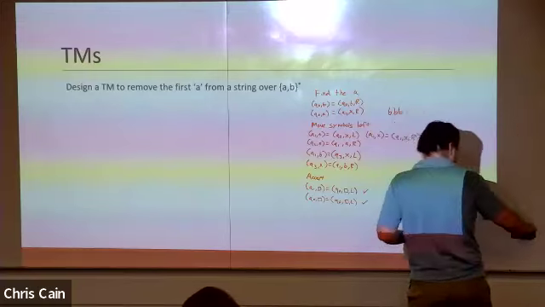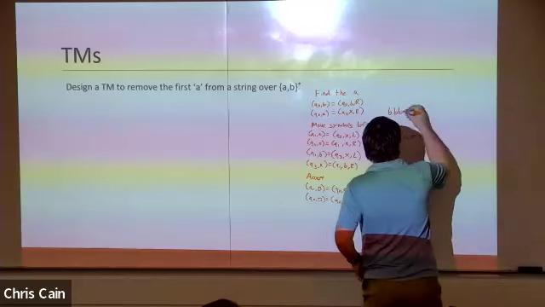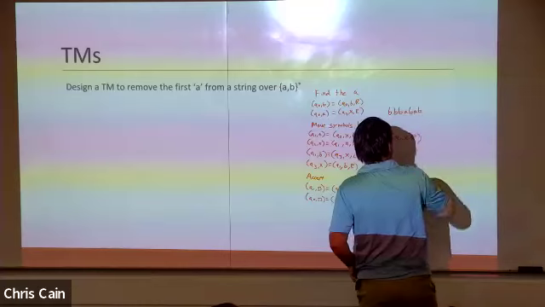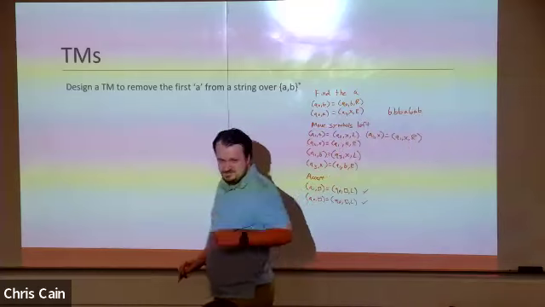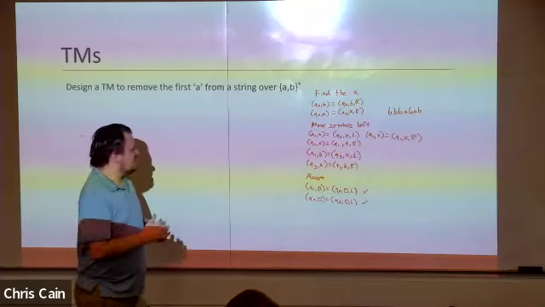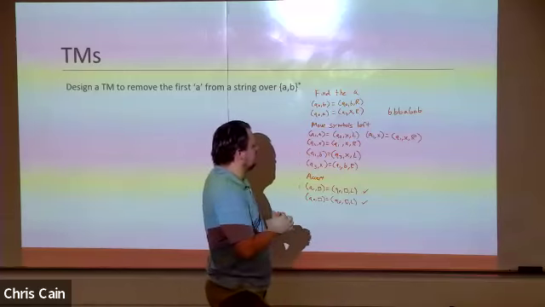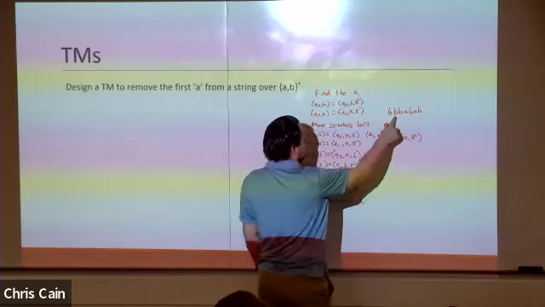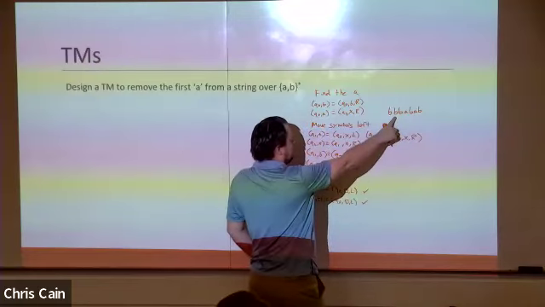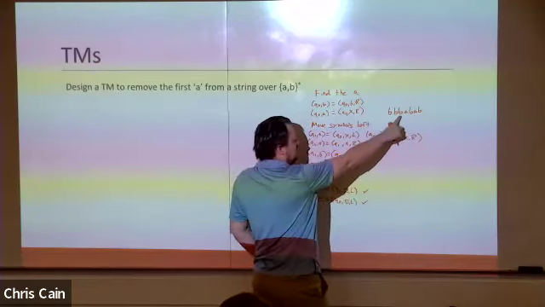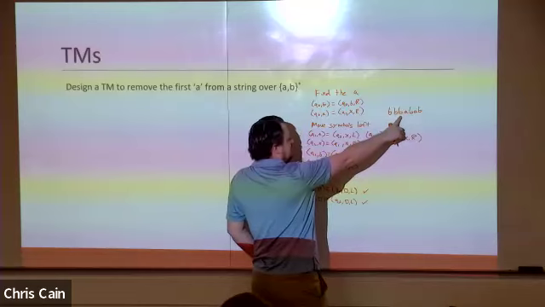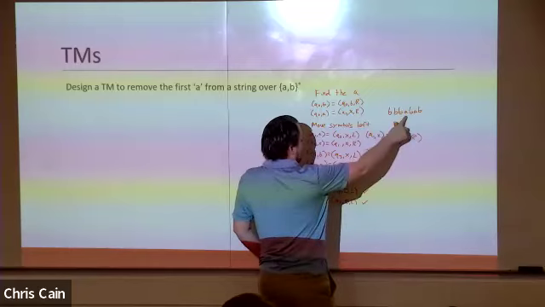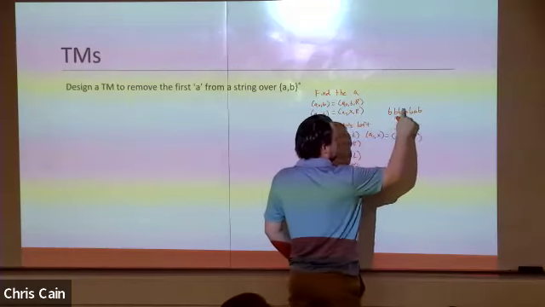So let's do this. We have B, B, B, A, B, A, B. So we would start in state Q0, see a B, write a B, move right. Now we're pointed here. We're still in Q0, see a B, write a B, move right. See a B, write a B, move right. See an A, write an X.